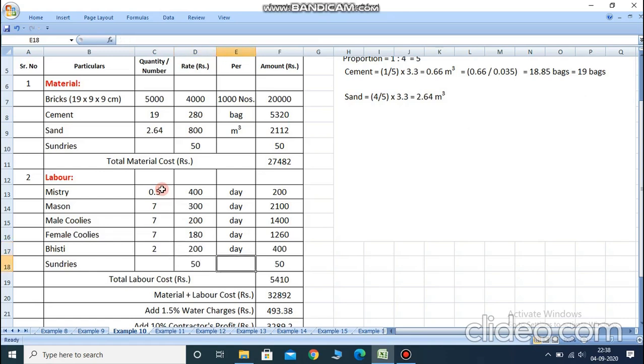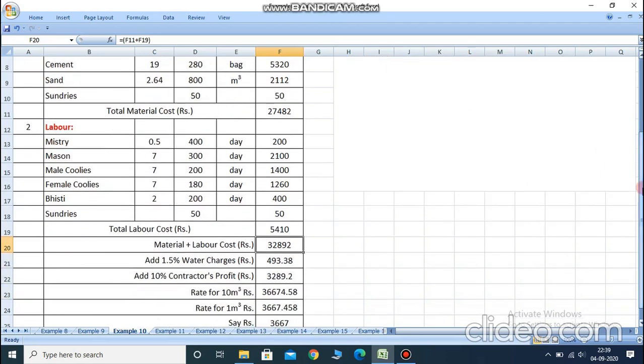So here the total labor cost is the summation of all the values. So we got the total labor cost as 5,410 rupees. So the summation of the material plus labor cost is 27,482 plus 5,410 rupees. So the summation is 32,892 rupees, the sum of both the labor plus material cost.